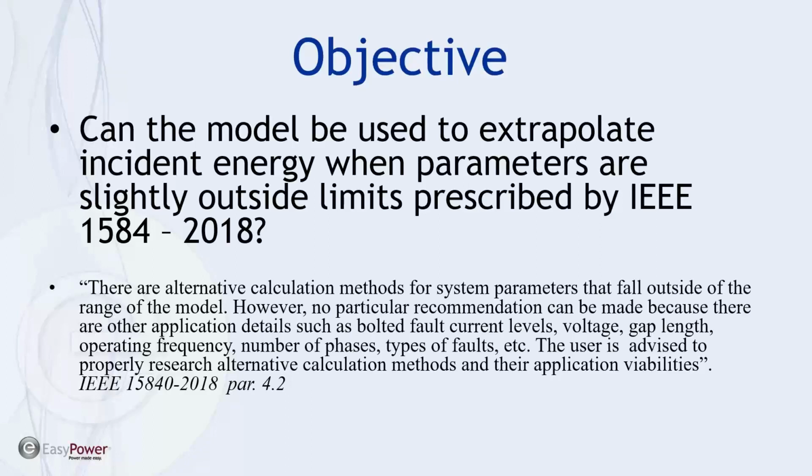So the question that I pose is, can the model be used to extrapolate incident energy when parameters are slightly outside the limits as prescribed by 1584? Frankly, this was brought up because if you look at the data on the original 1584 from 2002, the tests that they ran were limited to a maximum of 13.8 kV, and yet the model had a scope that went out to 15,000 volts. So there was some extrapolation done during the development of the original model.